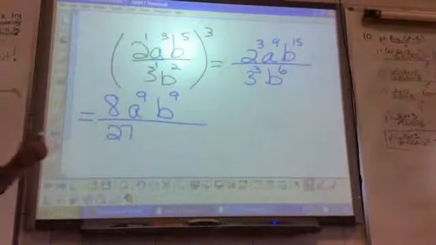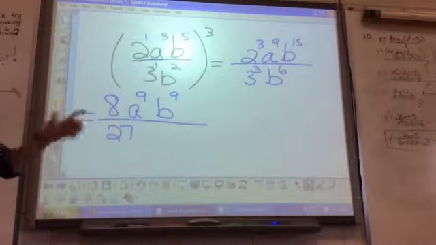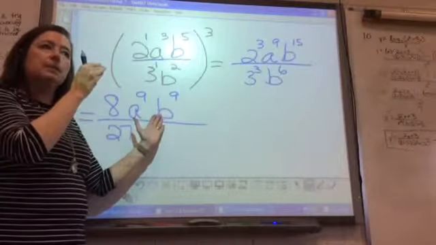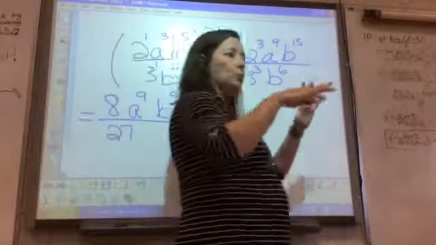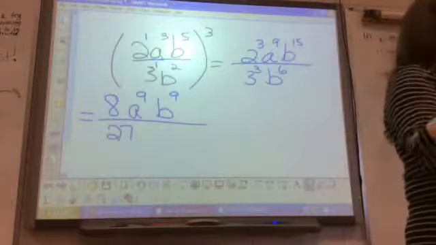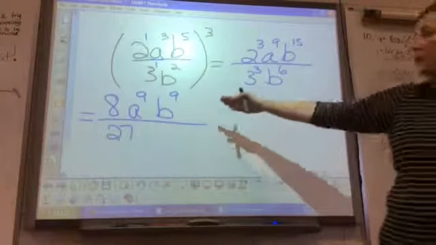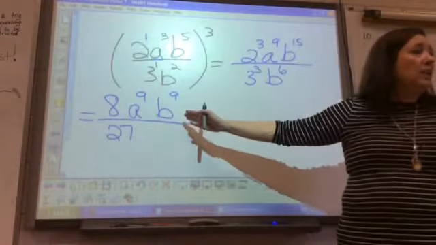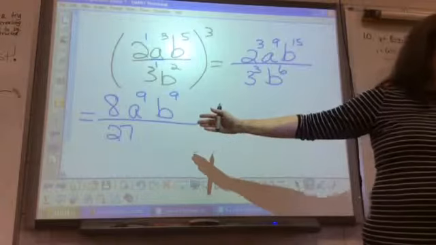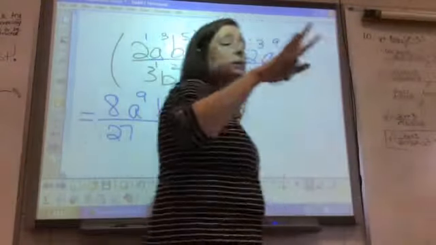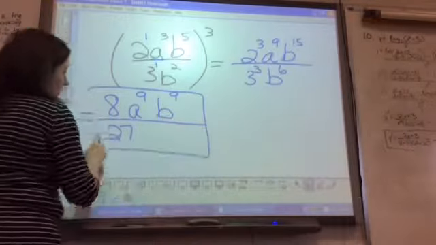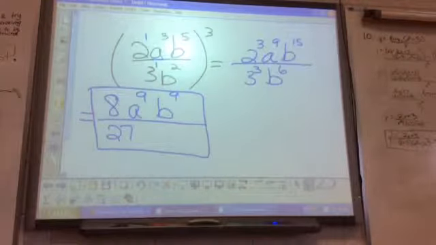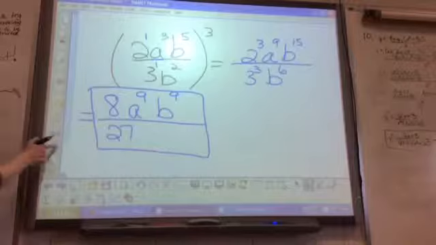Notice, every time I use the rule and I subtract, my answer ends in the top. When I use the rule to subtract, no matter, your answer is going in the top, never the bottom. Now, you might want to fix it after that. I'll tell you what I mean in a minute. But it lands in the top. So we're done. That's as much as we can do. Okay.